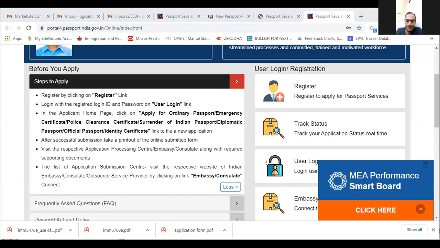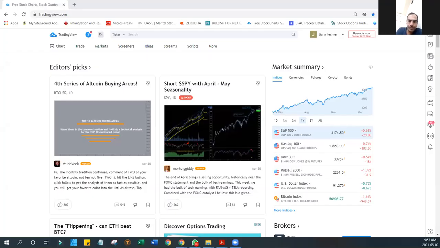Is it TradingView you are getting? Steps to apply: register by clicking on the register link, then log in with the registered login ID. But no, this is tradingview.com. There you go. This is what we want. Yay, TradingView.